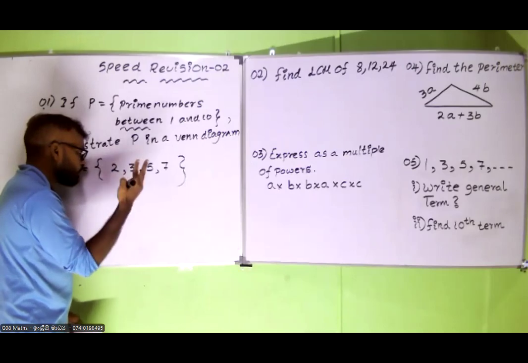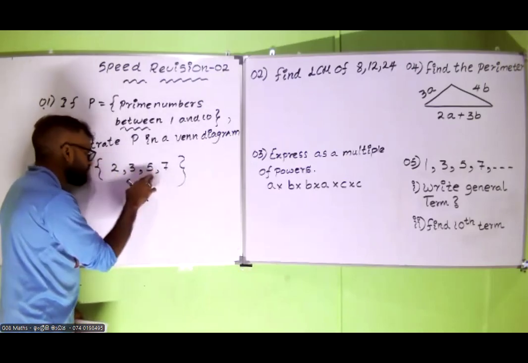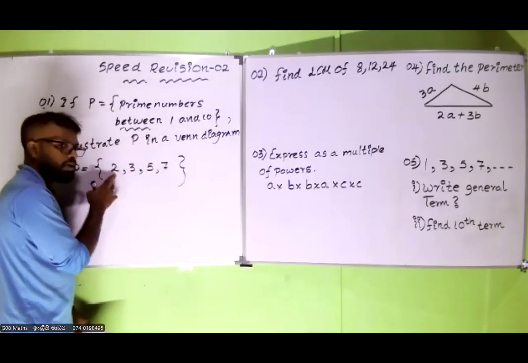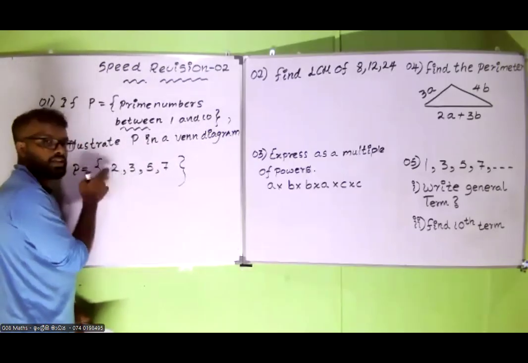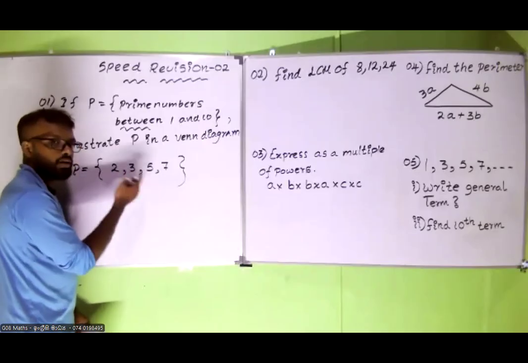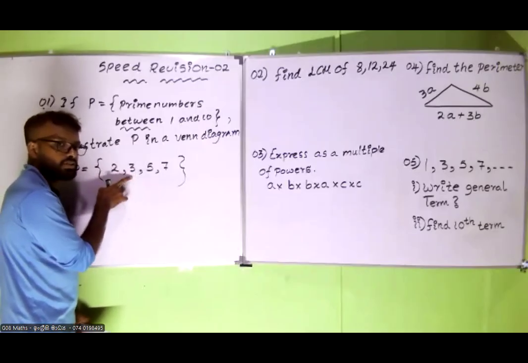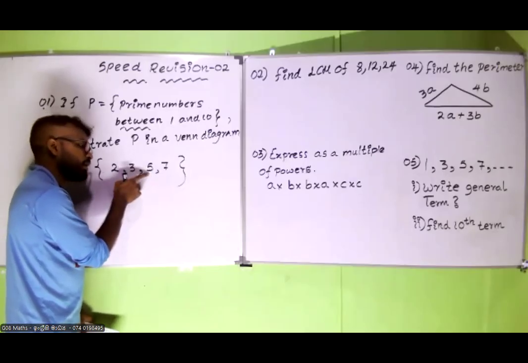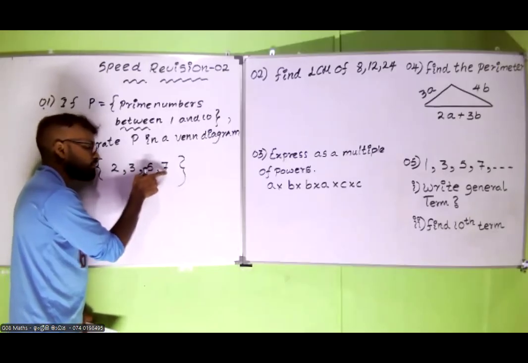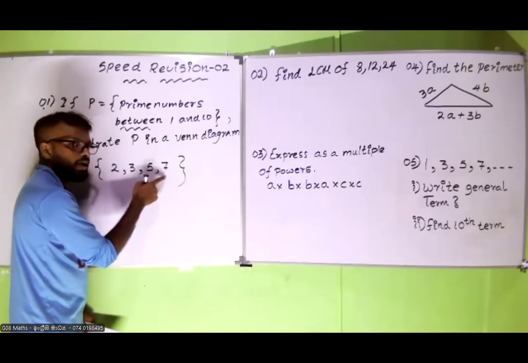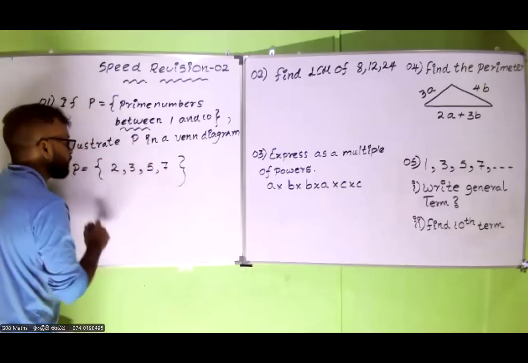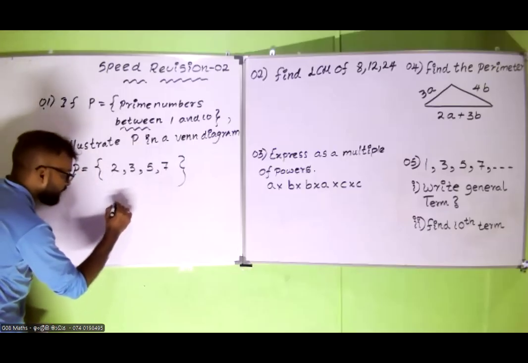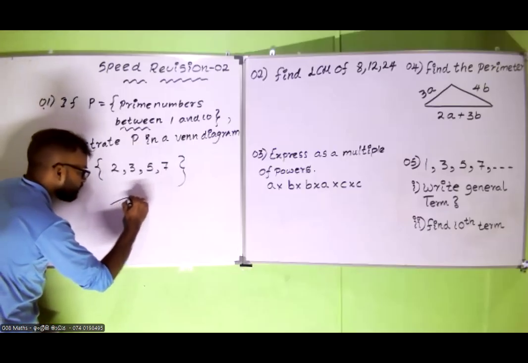2, only 2 factors; 3, only 2 factors; 5, only 2 factors; 7, only 2 factors. 2 can be divided by 1 and itself only. 3 can be divided by 1 and by the same number, 3. 5 can be divided by 1 and by itself. 7 can be divided only by 1 and itself. Only 2 factors for prime numbers. So we can use a Venn diagram to display this.